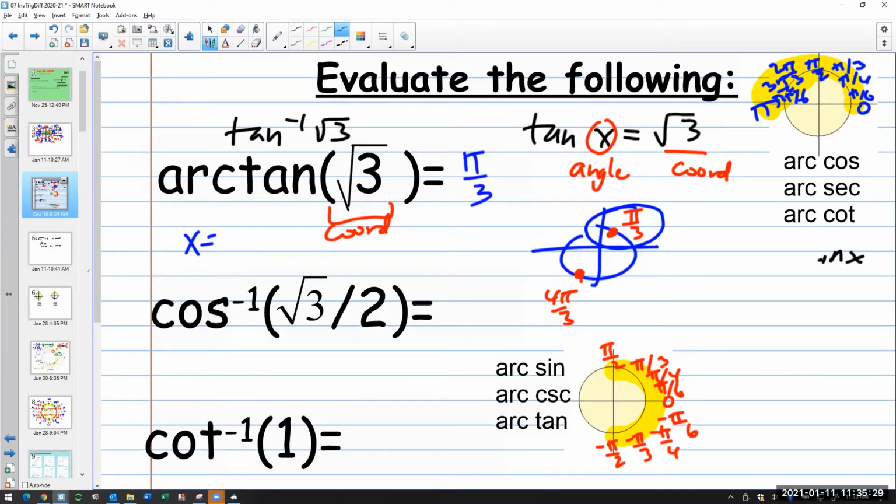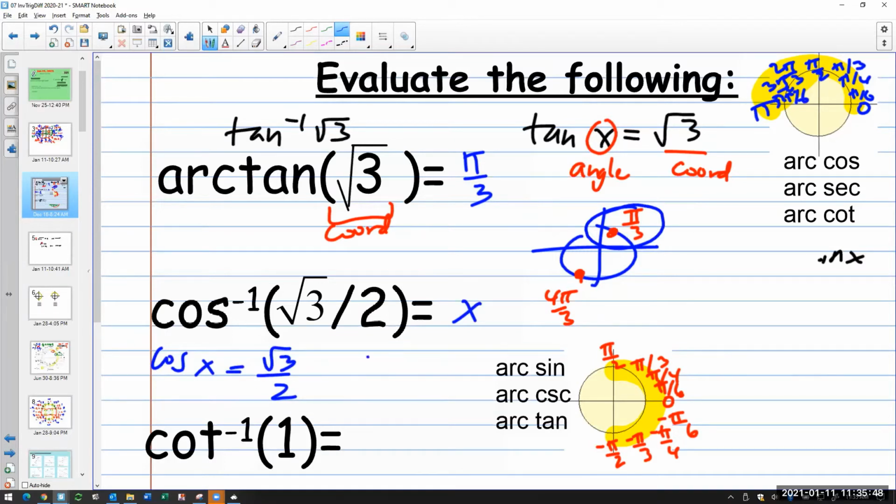Okay, let's do another problem. Arc cosine of square root of 3 over 2. All right, this again is an arc cosine. I'm going to say that that's equal to x. The rewrite of this, to make it something I understand, is really: the cosine of what angle is equal to square root of 3 over 2? That's really what they're asking me for.